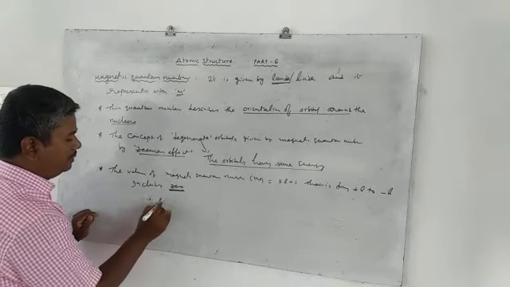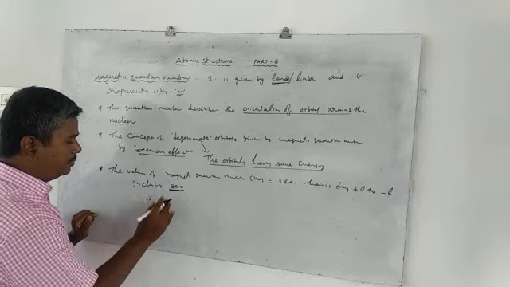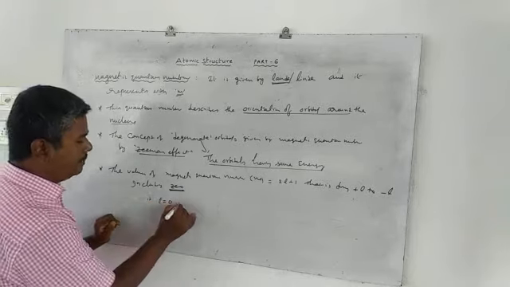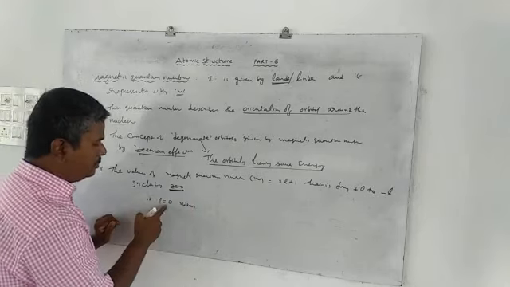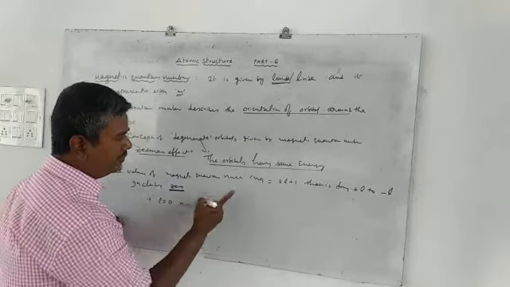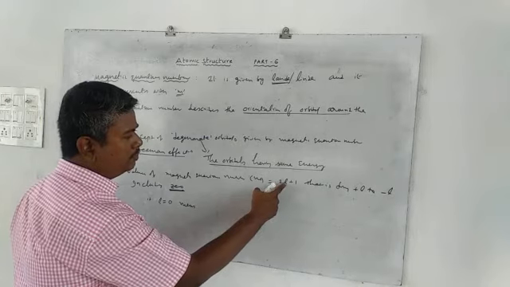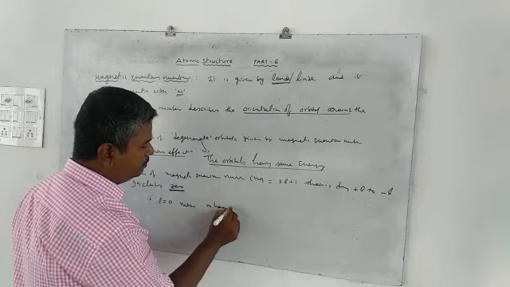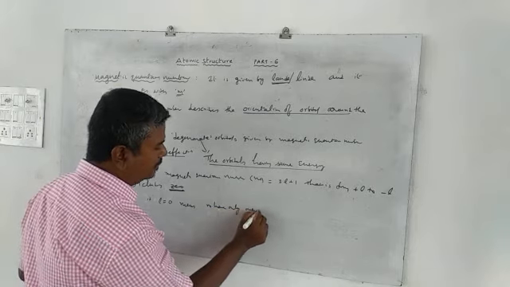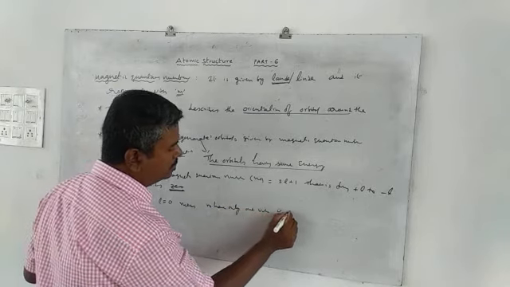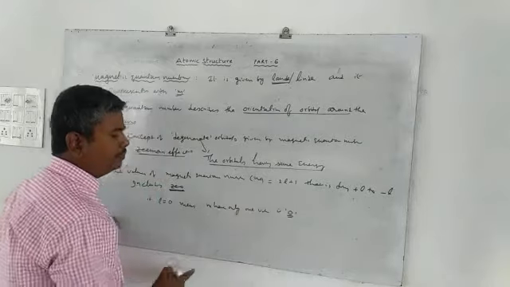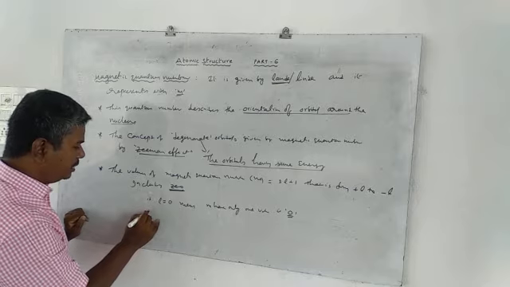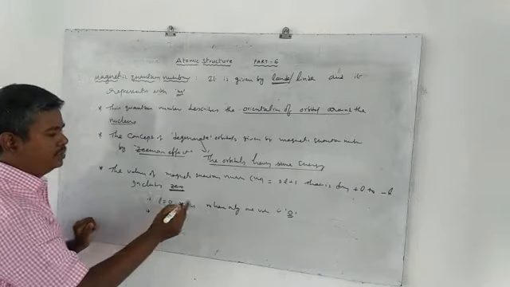For example, if L equal to 0, if we substitute the value in this one, what did we get here? 2 into 0, 0 plus 1 means 1. That means m has only one value, that is 0. Only one value, that is 0. Whereas if L equal to 1, then what happened?